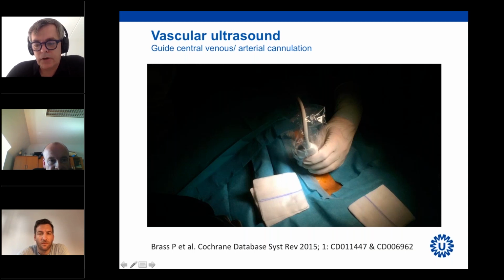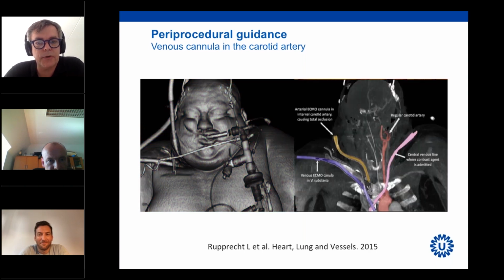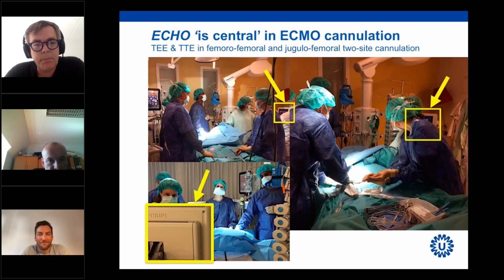So Martin already elaborated on the vascular ultrasound for guidance, and I will not touch on that. That is, of course, important. And the Regensburg group has shown us that it can be very crucial in VV and VA cannulation to visualize the vessels properly, and you might end up with your venous cannula in the carotid artery, as is shown here. But what is important to realize is that echo is very central in ECMO cannulation in general. If you do it at the bedside, that can be the TEE or the TTE in femoral or femoral-jugular two-site cannulation.